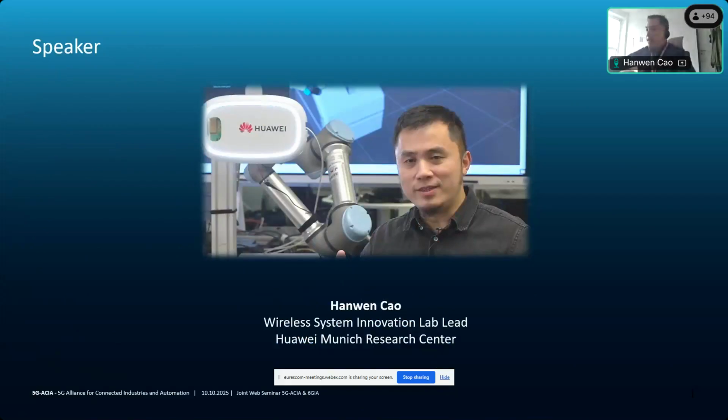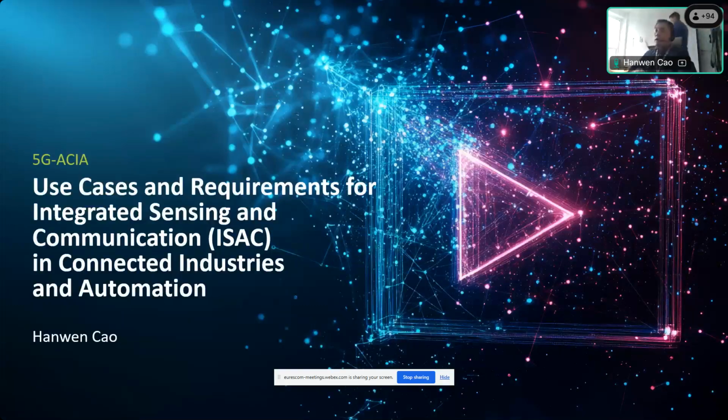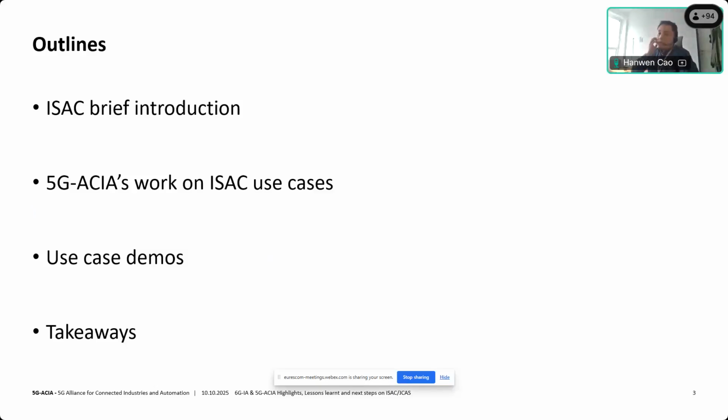Hi everyone. So my name is Hanwen Cao, and I am leading the Wireless System Innovation Lab here in Huawei's Munich Research Center. So I am now speaking from the 5G-ACIA side because I was rapporteuring a work item on the ISAC technologies, especially on the use cases. Yeah, so let's go straight into the content. So we have worked on the use cases requirements of ISAC, particularly from the connected industries and automation businesses. This is an outline of my talk. So I thought it's a bit too long for our today's agenda, so I try to make it more compact and more concise.